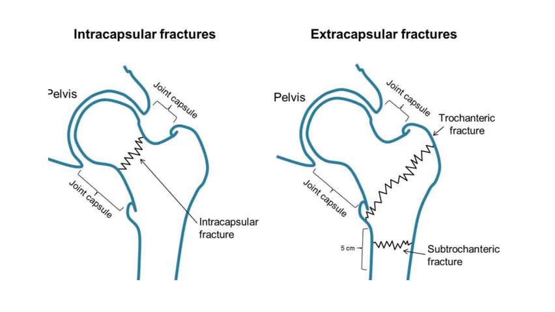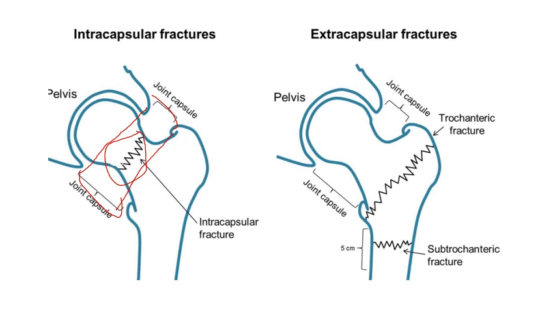Now, there are two types of fractures: intracapsular fractures and extracapsular fractures. See on the left hand side, you can see the fracture is within the joint capsule. The joint capsule has been marked here and here. If there is a fracture in this area, let me draw a line, it is known as intracapsular fracture.